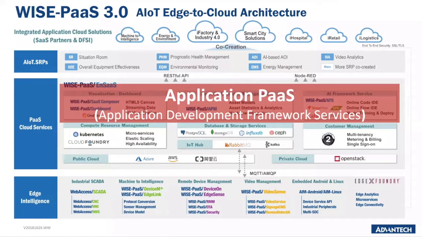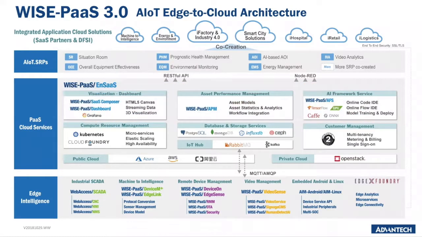In the WISE-PaaS 3.0 architecture, you will see there is our application path. It mainly provides application development framework services and focuses on data visualization, asset performance management, and AI framework services. Our partners can quickly build up their AIoT solution based on these three main application development frameworks.